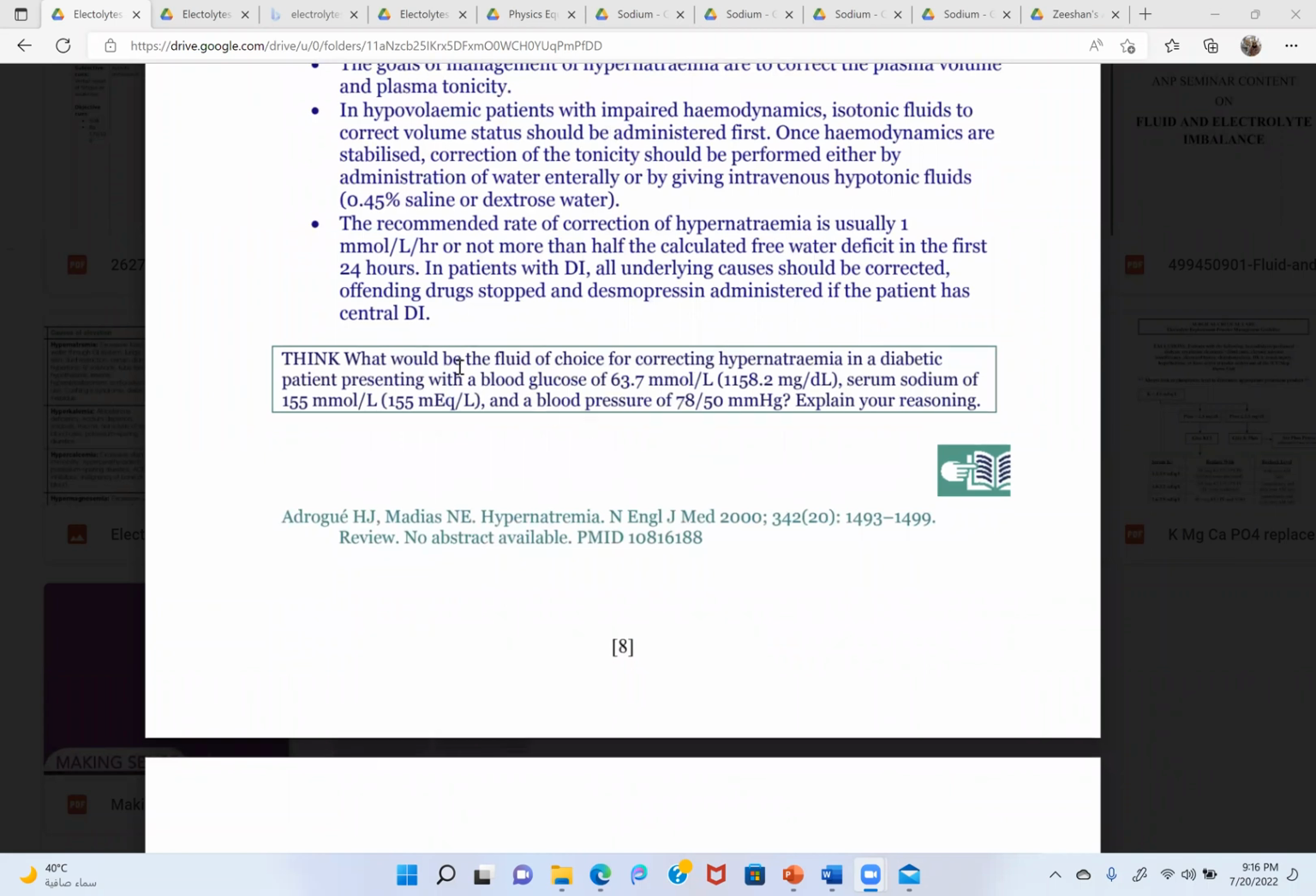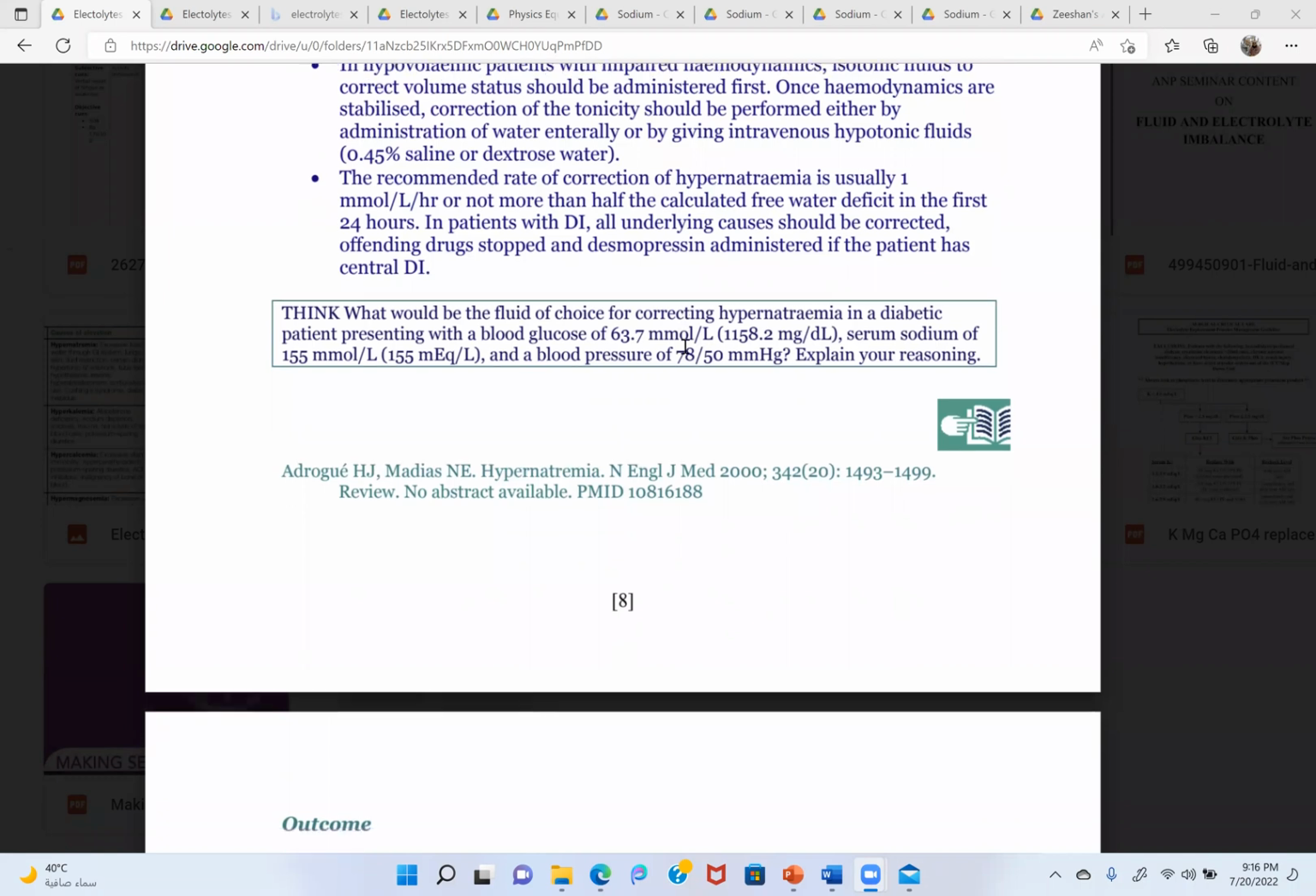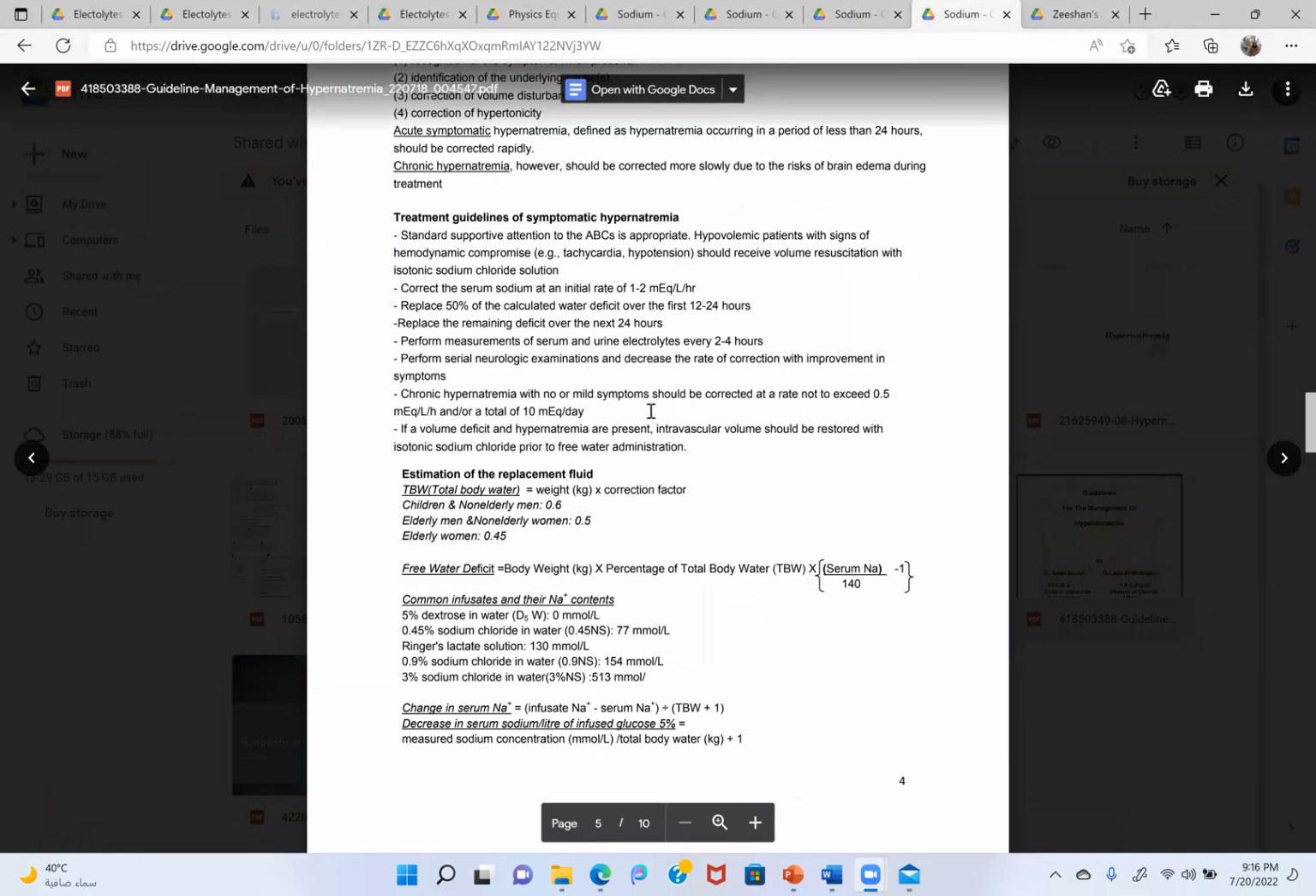So what would be the fluid of choice for correcting hypernatremia in a diabetic patient presenting with blood glucose of 1100, serum sodium of 155, and a blood pressure of 70/50? Yes, this answer, please. Yes, Usman. Anyone wants to answer? Which fluid will you give to start? Okay, so this is finished. Sodium.